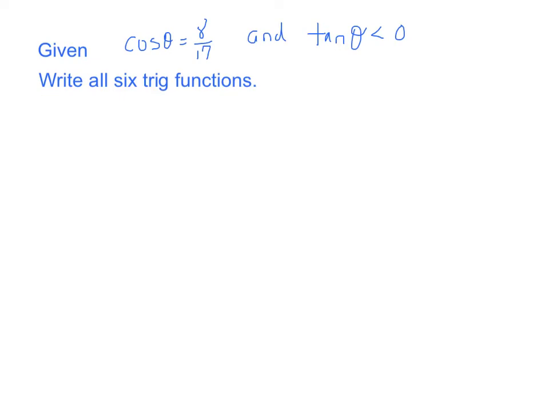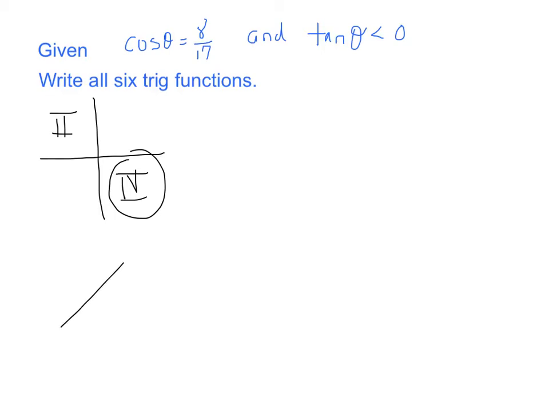So once again, we have another set of clues, and instead of just 2 of the trig functions, we're going to write all 6. So first thing you have to figure out is what quadrant you are in. So if we know that tangent is less than 0, it means it's negative. So that will be either the second or the fourth quadrant. And cosine is positive again, so we're in the fourth quadrant. All right. The next thing we need to do is draw a triangle.